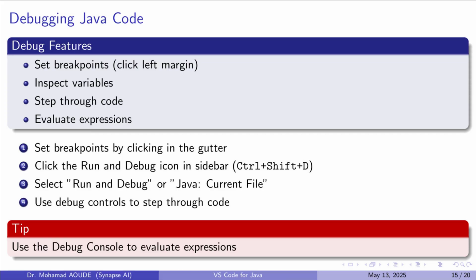Once paused at a breakpoint, you can use the debug controls at the top. Play to continue, step over to go to the next line, step into to go inside a method call, step out to exit a method, to control execution flow. You can also inspect the values of variables in the Variables panel. A helpful tip: use the Debug Console tab to evaluate expressions or print values while your program is paused.